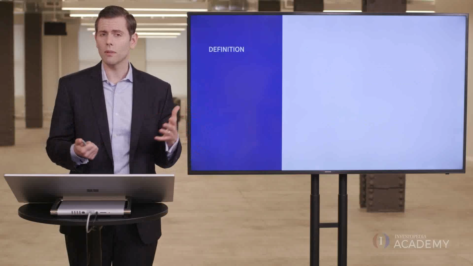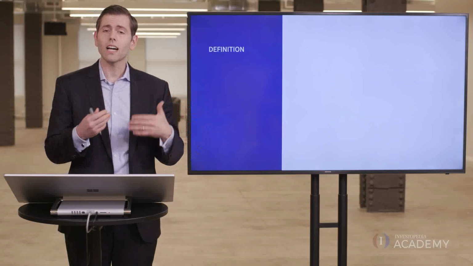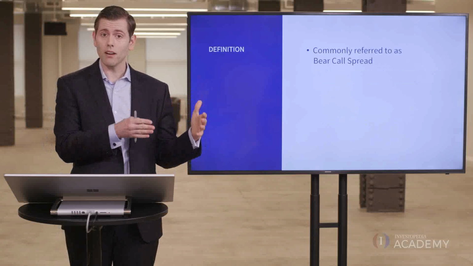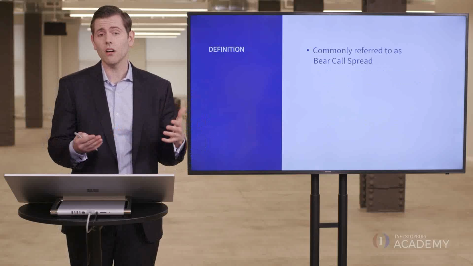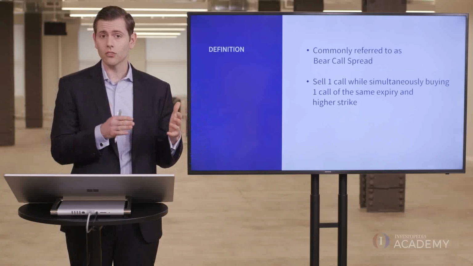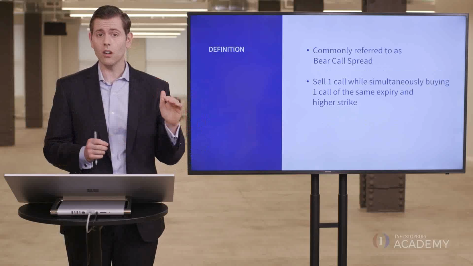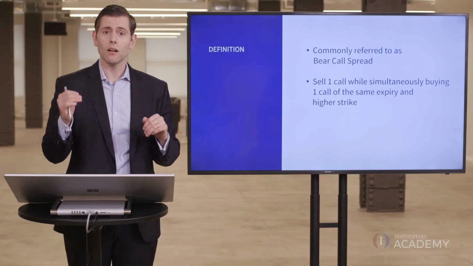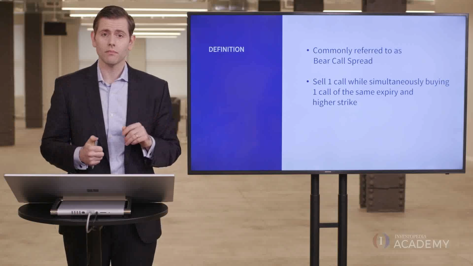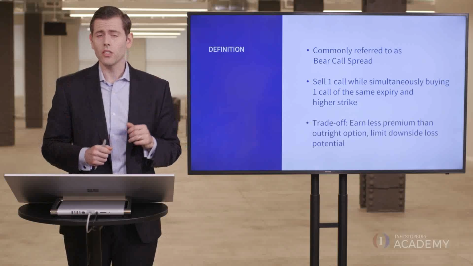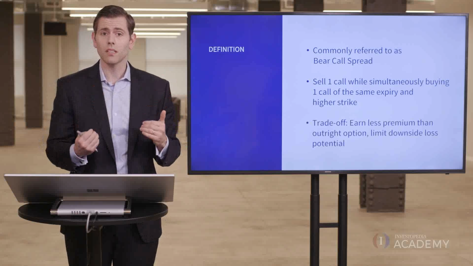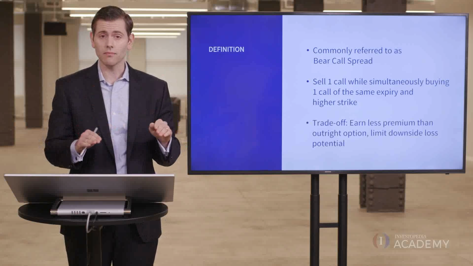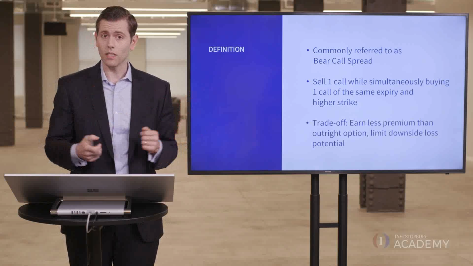So let's go ahead and talk about the definition. This is commonly referred to as a bear call spread. It's bearish because you expect the stock to fall. The way you set this trade up is you're going to sell one call while simultaneously buying another call, same expiration, but of a higher strike. There's a trade-off for this. You're going to receive less premium, but in return, you're going to be able to cap your downside losses, which is attractive. That's why we like spreads.